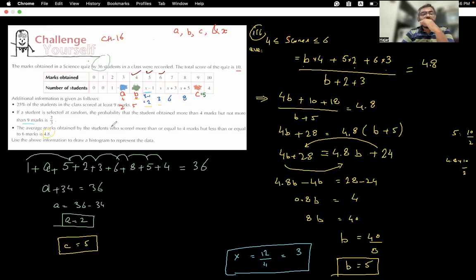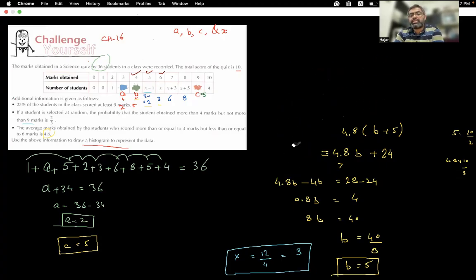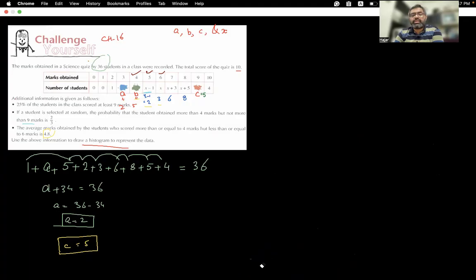So this is done. The last part, they say use the above information to draw a histogram to represent the data. So we have got all the numbers, all the marks and information here. So I'm going to draw a histogram over here. So how do we draw a histogram? This is not grouped data, it's single point data. For each point, we have to draw its height, and on that height, we have to make a box. So we will get a histogram.